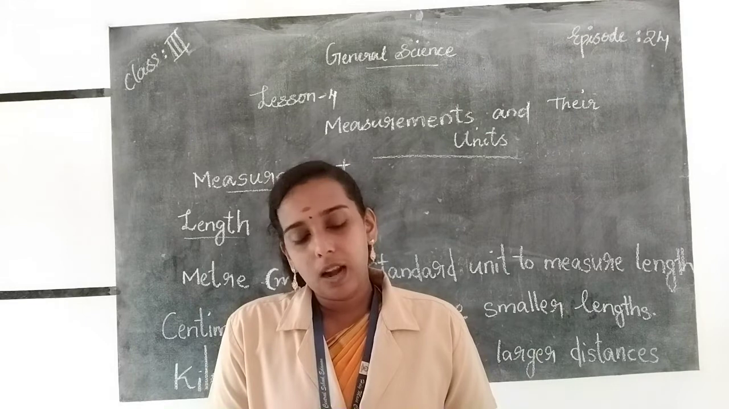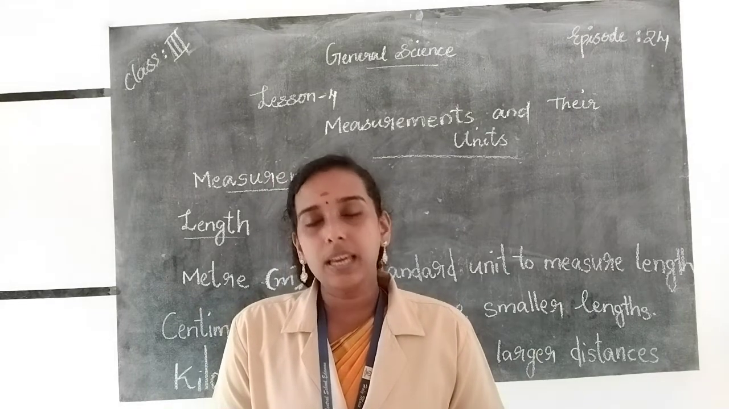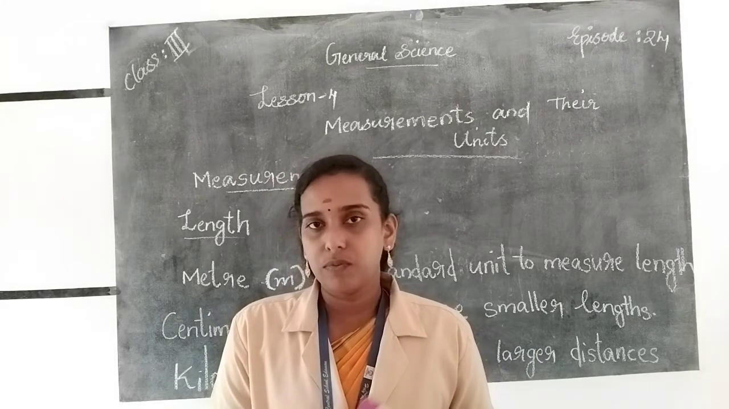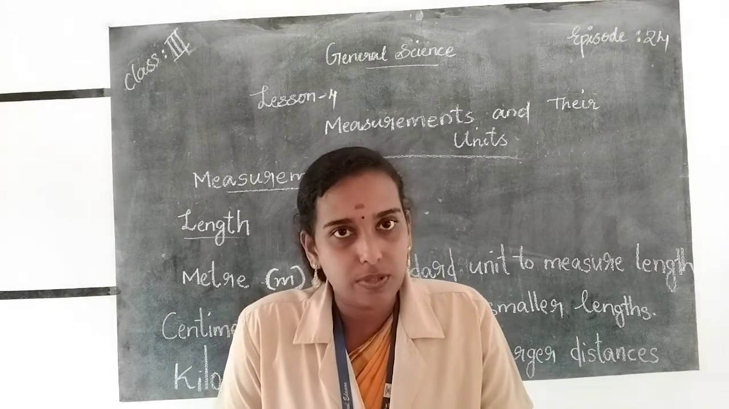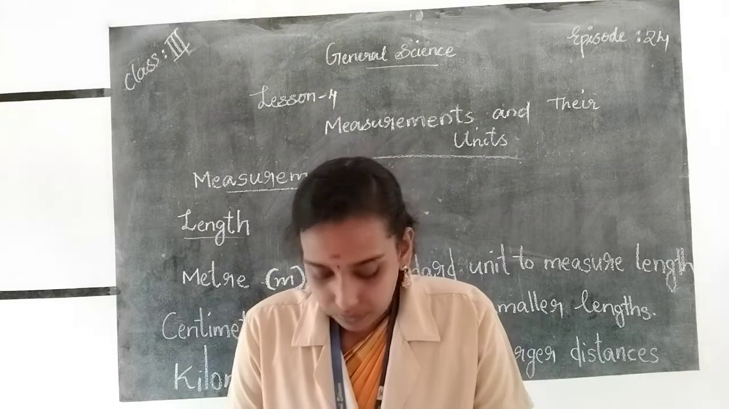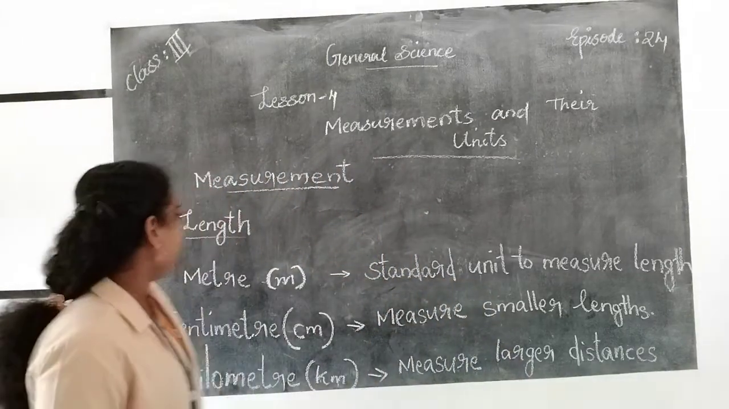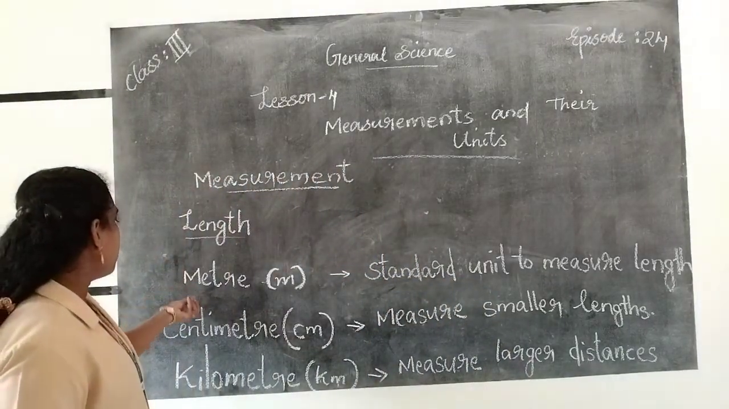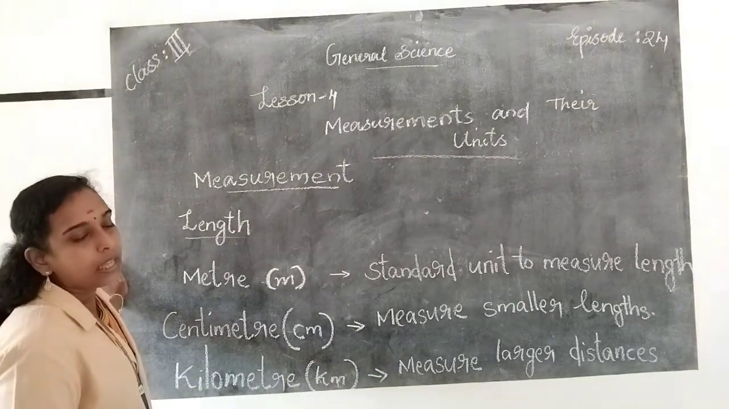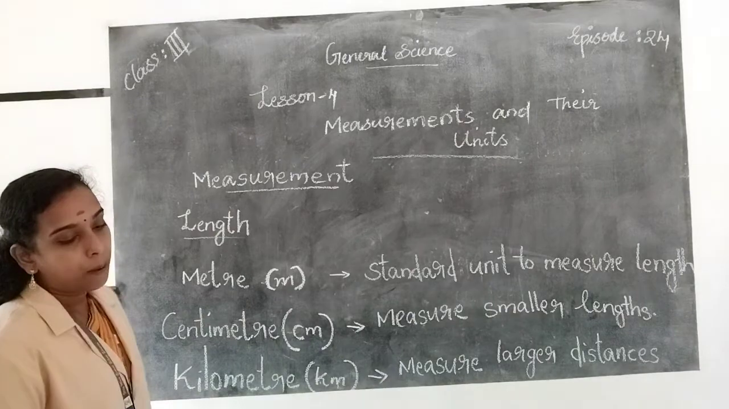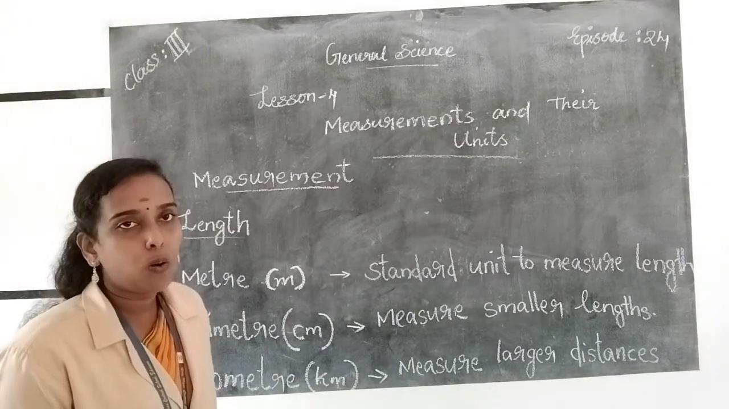So we do not carry the measuring instruments with us every time, so sometimes we estimate the values. The three units of length are meter, centimeter and kilometer. Then the next measurement: weight or mass.